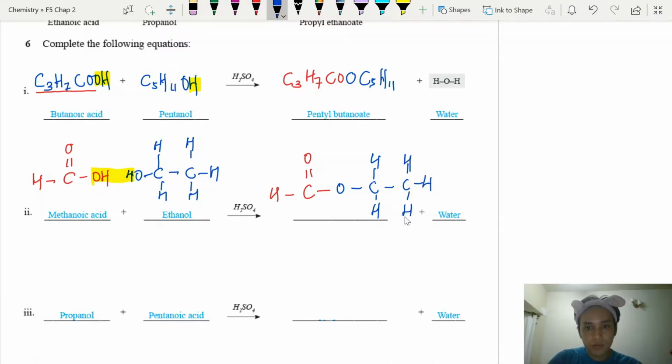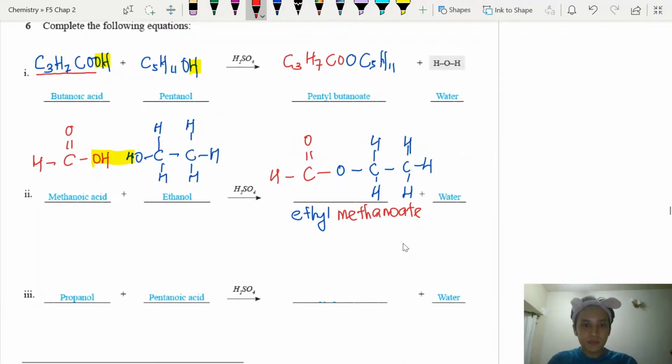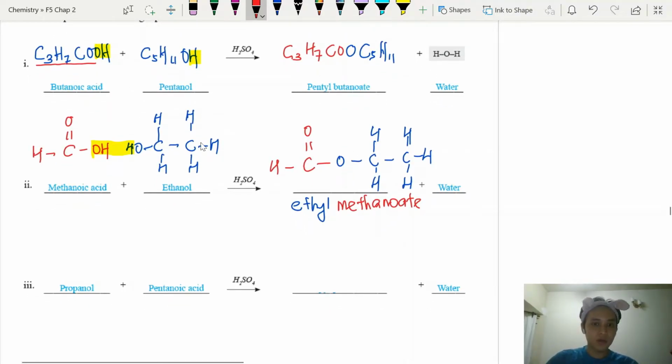Alright, so this is the ester. For the name of the ester, the alcohol name goes in front, so ethanol will become ethyl, and then methanoic acid will become methanoate. That is how you write the structural formula or chemical formula.